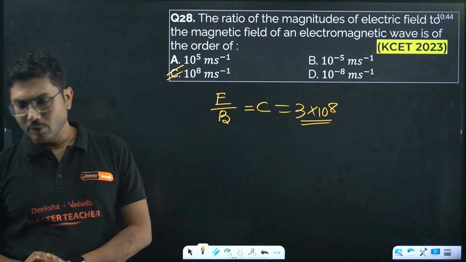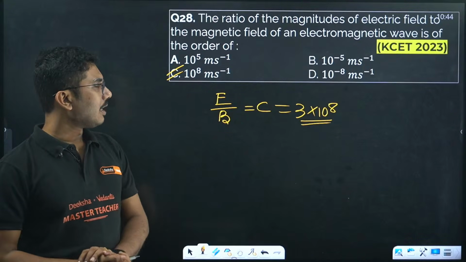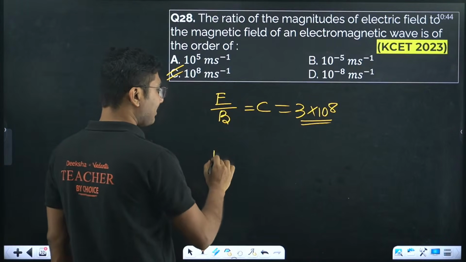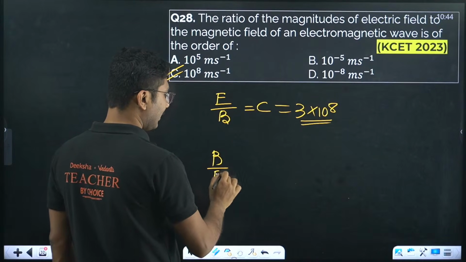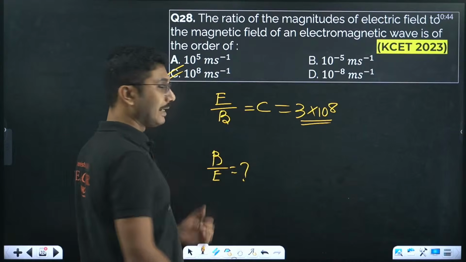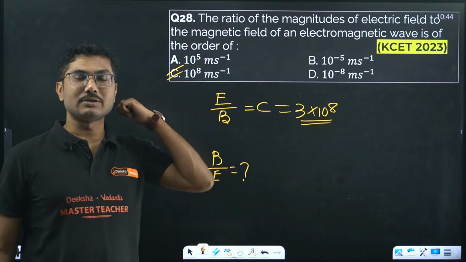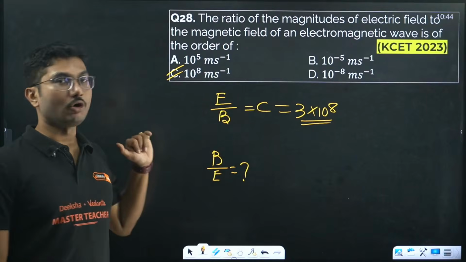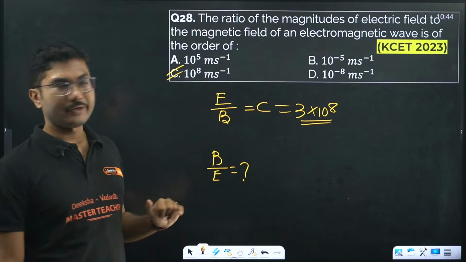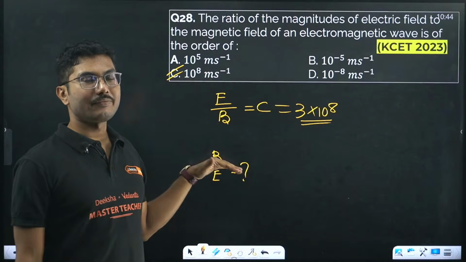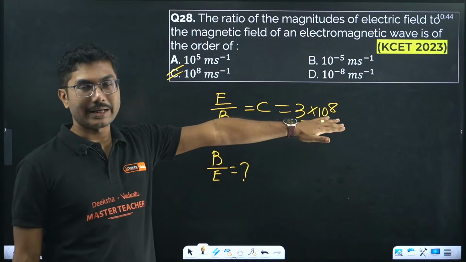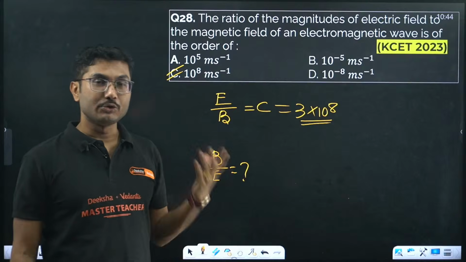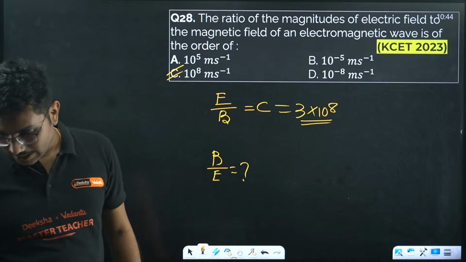So electric field to magnetic field is 10 to the power of 8. Magnetic field to electric field will be 10 to the power of minus 8. Remember this also. Sometimes they might say magnetic field to electric field. What is the order? Then you have to remember electric field is always stronger than magnetic field. If you divide electric field by magnetic field, then only you get 10 to the power of 8. If you divide magnetic field by electric field, you should get 10 to the power of minus 8.